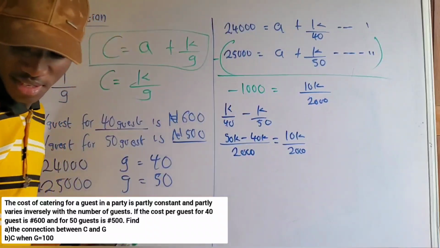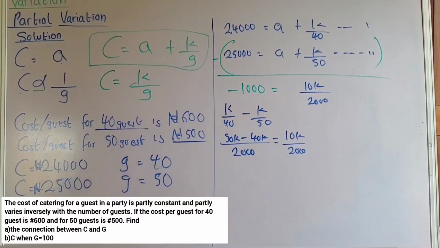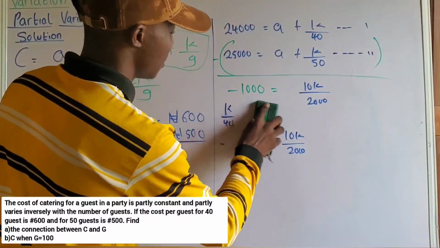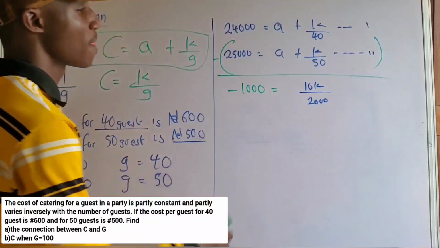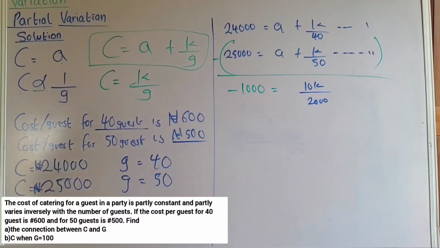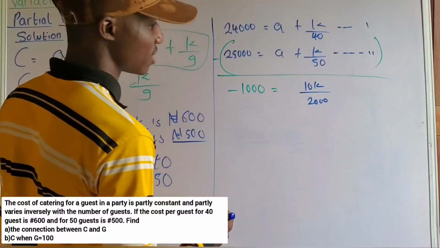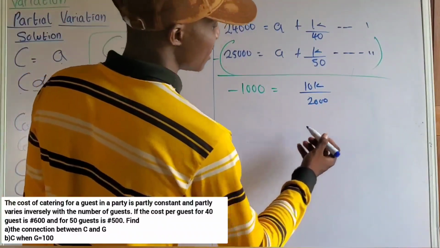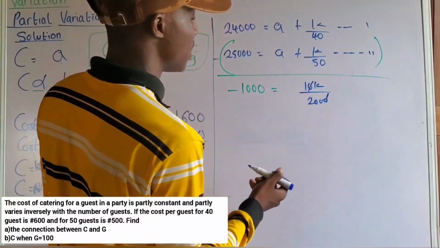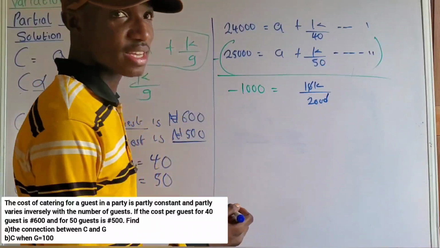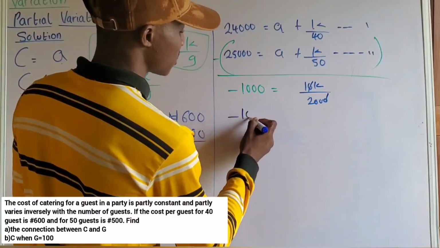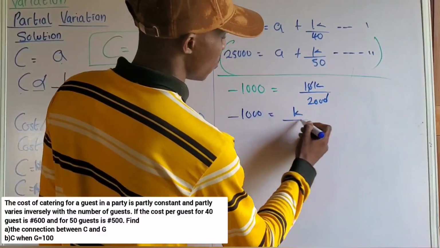Okay, I just showed you the steps so that we know that we just take the LCM. So if you subtract k over 50 from k over 40, we're going to have 10k all over 2,000. And you can even reduce it. This 0 will cancel this 0. You are left with what? K over 200, right? Do you understand? So I'm going to have minus 1,000 equals k over 200.